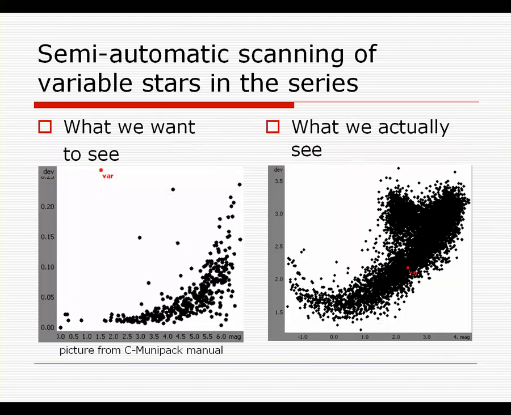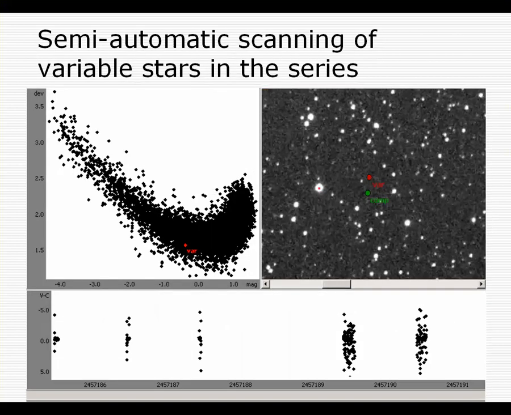But what we want to see and what we actually see. The left picture is from the Simonipack manual. The right picture is from the real dataset. The variable stars appear in the cloud of the points. Some outlying points are not the variable stars, but just stars with a high noise level. Sometimes this graph looks like this, completely opposite to what should be expected.